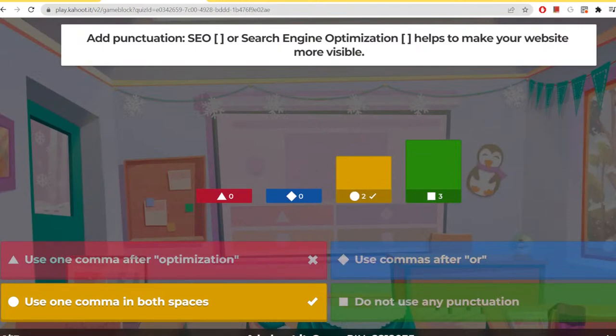Okay. All right. So the comma in both spaces is what we're looking for. We're defining this abbreviation, SEO, or search engine optimization. So anytime we have a defining thing that we're going to do separately, we make sure we put that between the commas so that it's clear that we're explaining what that acronym means. So that's the idea with this one. You might normally start with the full name and then put the abbreviation in parentheses. But in this case, they put the abbreviation first and then explained it. So you would need the commas before and after to do that properly.